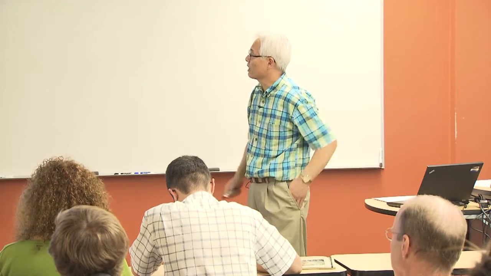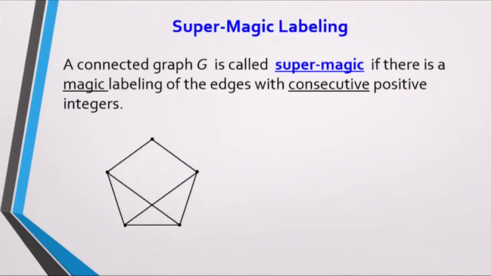Okay, now moving on to supermagic here. So what's the difference? Supermagic is using consecutive integers. We saw this graph earlier. This is a magic with a sum equal to 16 on every vertex. But we didn't use consecutive integers. We skipped number 4 in this labeling.